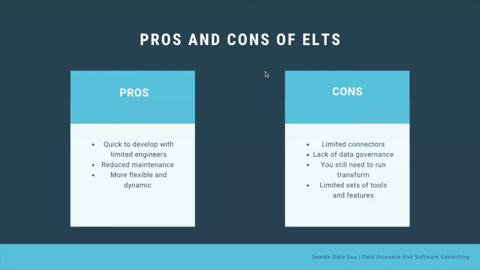Another problem with ELTs, I think, is it opens the door to a lack of data governance. Technically, ETLs have the same problem, but because the transform is done first, there's often a lot more discussion on the business logic and what data should actually come into the data warehouse. With an ELT, because it is so easy, there is a tendency just to pull in the data and figure this out later.